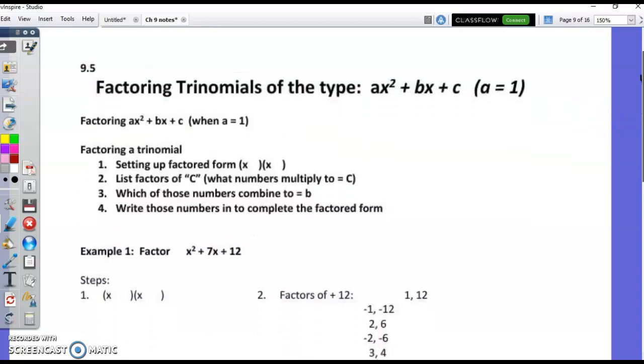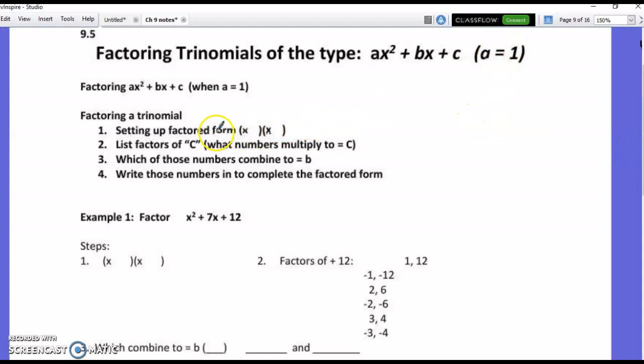All right, so the first thing we're always going to do, especially when a is 1, we're just going to set up a factored form. I always say this takes no mathematical talent at all. You set up two parentheses and whatever the variable is, in this case x. So that's step 1. Everybody should be able to handle that. Next step is you're listing the factors of c. All right, c is that last term, the constant.